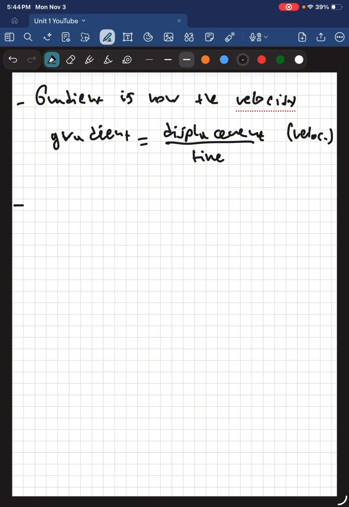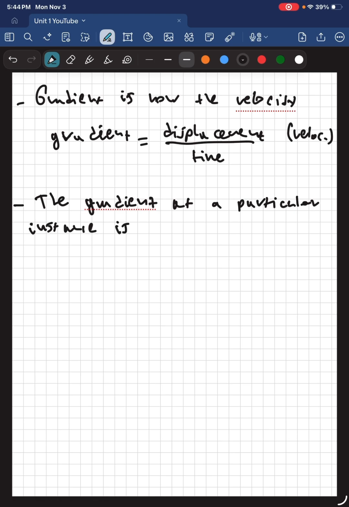And one more thing, the gradient at an instant, at a particular instance, is the instantaneous velocity.